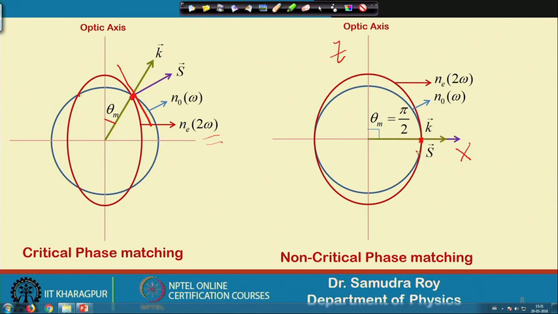So, criticality is somewhat less in this particular case, where the phase matching angle theta m, as we mentioned, is pi by 2. When theta m is pi by 2, there is a certain direction where phase matching is possible, and this direction is nothing but along the x direction.